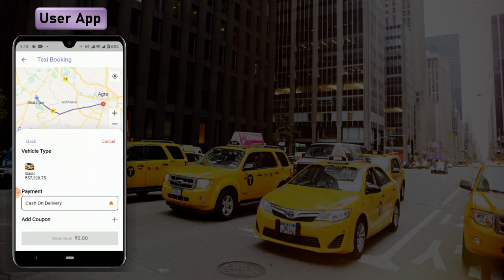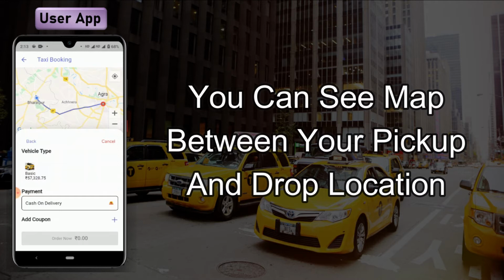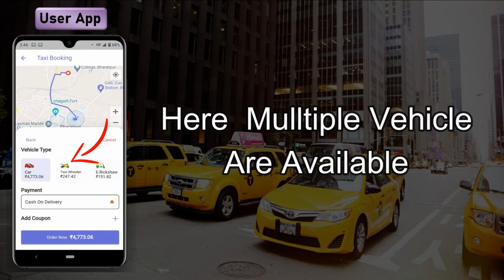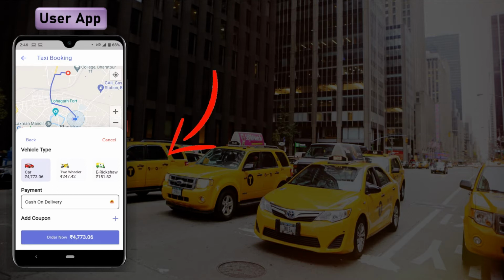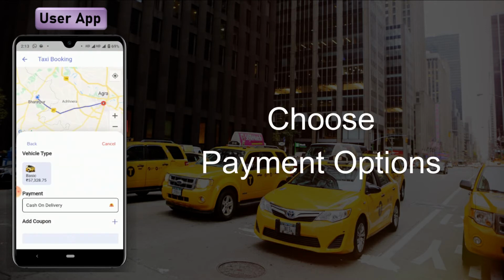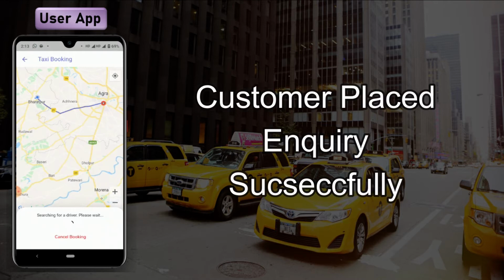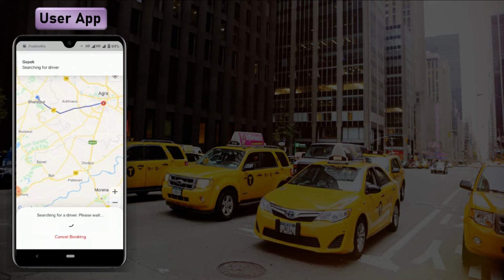And now you can see the map between your pickup and drop location, and now choose the vehicle type. In the GoPack application, you can choose any vehicle type that is available. Like this image, you can see here multiple vehicles are available. So now let's click on basic, and now choose the payment option you want to pay on the application. Just click on order now, and yeah, that's how a customer will place an inquiry to book a taxi in the GoPack application. Now the application is searching for a new driver.